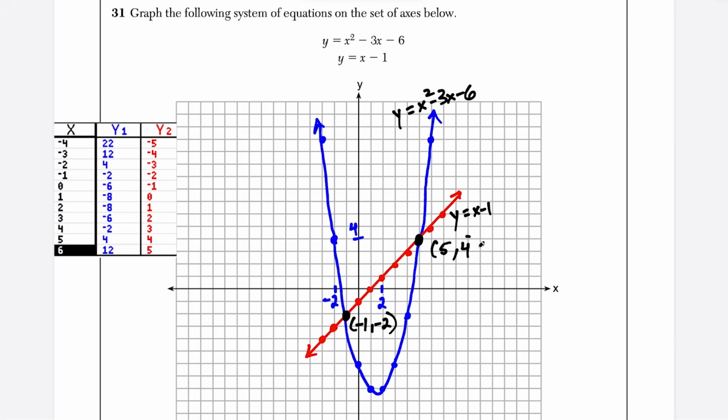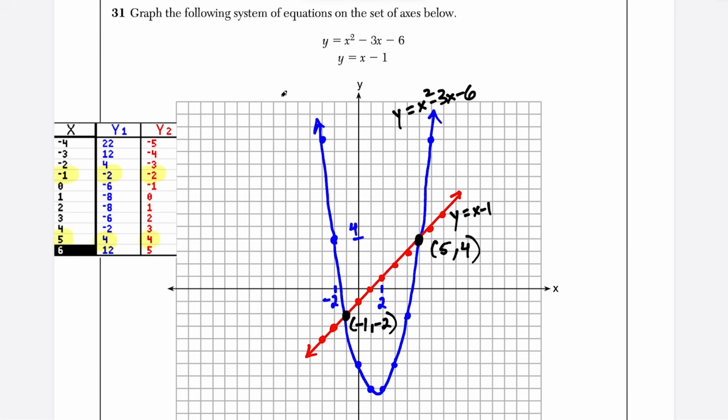So at 5, 4. And if we look at the table here, we can see at -1, the y values both match. So this is looking good over here. Just highlight this. So at x equals -1, we have matching y values. And when x is equal to 5, the y values match here as well.